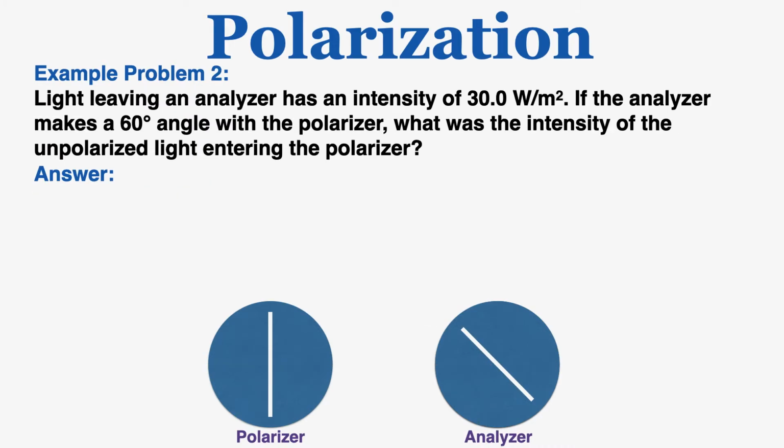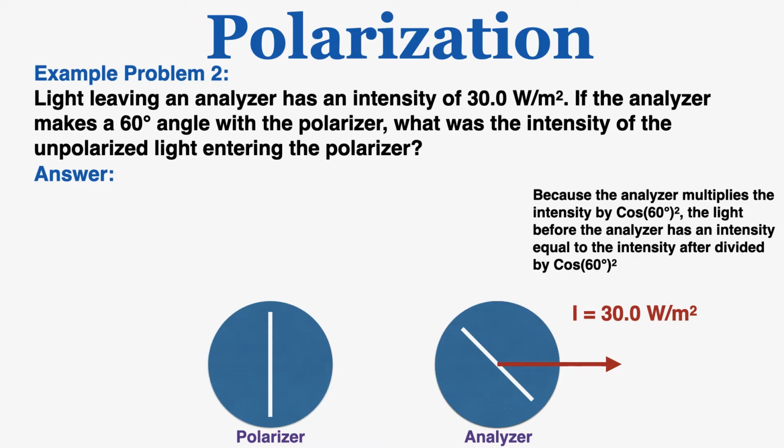I can also work backwards and say light leaving an analyzer has an intensity of 30 watts per meter squared. If the analyzer makes a 60-degree angle with the polarizer, what was the intensity of the unpolarized light entering the polarizer? So we have this light coming out with an intensity of 30.0 watts per meter squared. And because the analyzer multiplies the intensity by cosine of 60 degrees squared, the light before the analyzer has an intensity equal to the intensity after divided by cosine of 60 degrees squared.